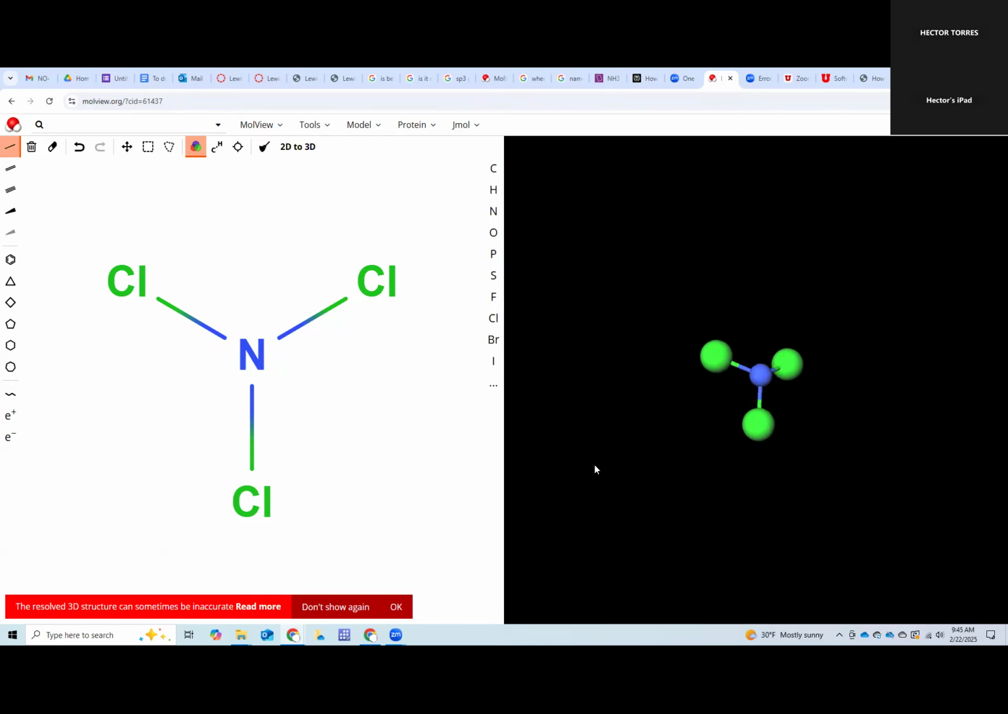It looks like there should be another group here, which would be the lone pair. So that's why the molecular geometry is trigonal pyramidal rather than just trigonal planar. And so that should cover our nitrogen trichloride.